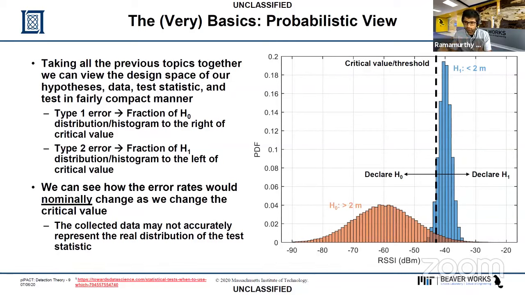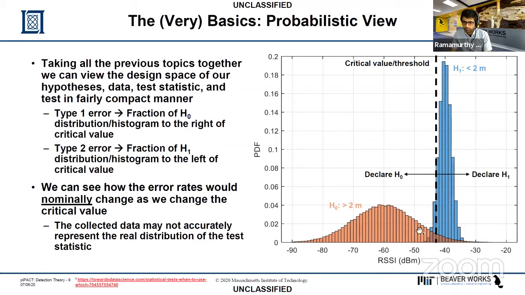Now once we have all this, we can start to see what errors I'm going to be making with this particular test, right? So remember, the type 1 error is the fraction of errors of H0 that are incorrectly declared to be H1. So these are false positives. And you can see here, it is the amount of the orange histogram that is to the right of the dashed line. So you can see I'm going to make this amount of errors.